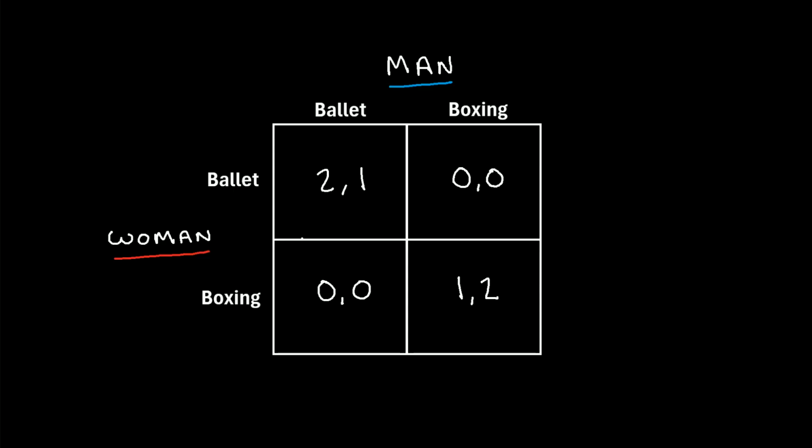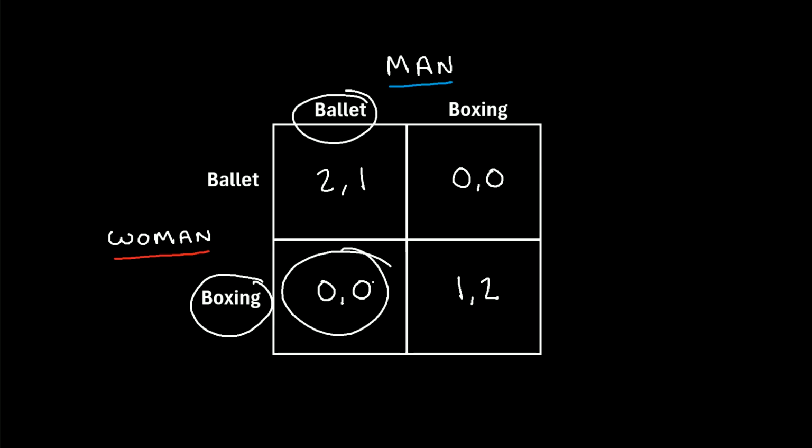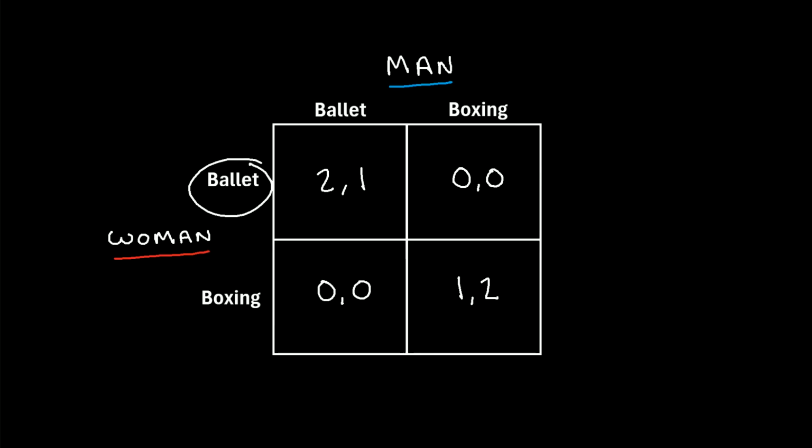And then also notice that if they choose different activities, so if the woman chose boxing and the man chose ballet, they would both get a payoff of 0. Or if the woman chose ballet and the man chose boxing, again, they both get a payoff of 0 because they went to different activities. And remember, they both prefer to be together doing the same activity rather than being separate. So let's see how we can find the Nash equilibrium in this particular game.